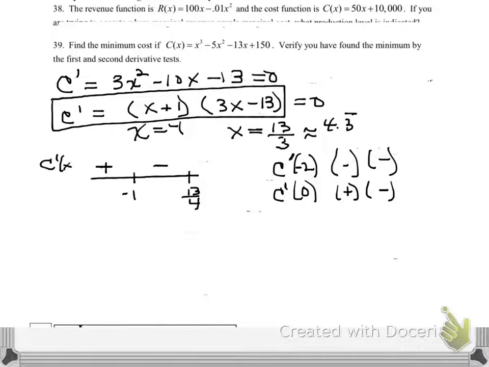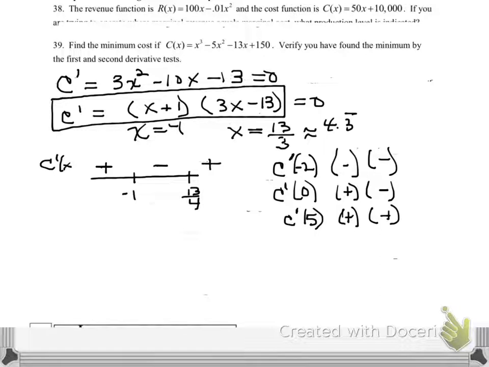Now let's check to the left of 13/4. So I'm going to plug in a 5 because remember 13/4 is 4.3. So plugging in a 5 in the first factor, x plus 1, 5 plus 1 is 6. That's a positive. Plug in a 5 into 3x minus 13. That's 15 minus 13. That's a positive. A positive times a positive gives me a positive.